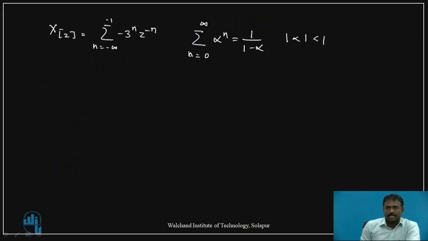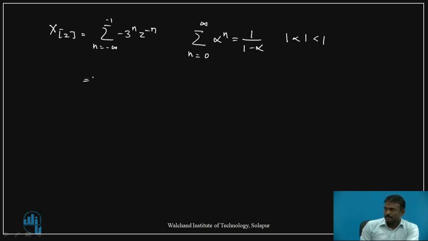Now we know an infinite summation identity: the summation n equal to 0 to infinity of alpha to the power n is equal to 1 divided by 1 minus alpha, and this identity is valid if mod alpha is less than 1. Now we use this identity in our example to simplify X(z), but the limits of this summation are not identical with the infinite summation identity. So first we need to bring the limits of this summation identical to the identity.